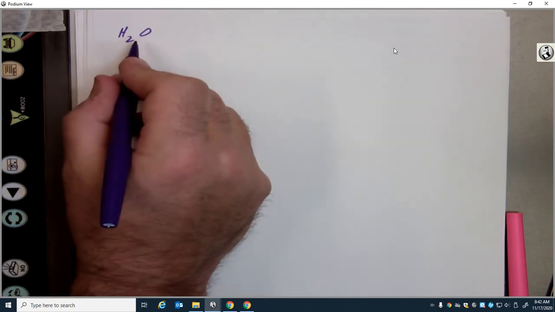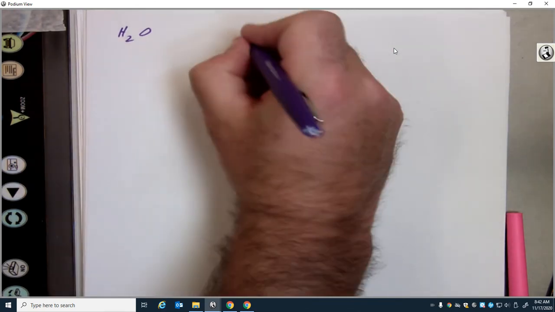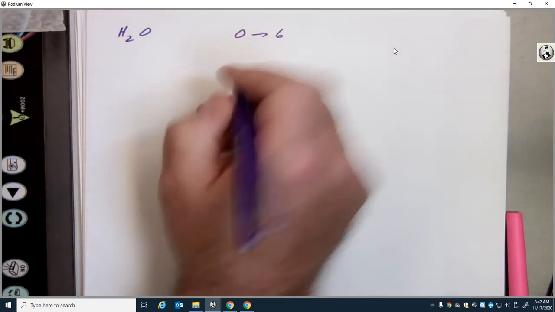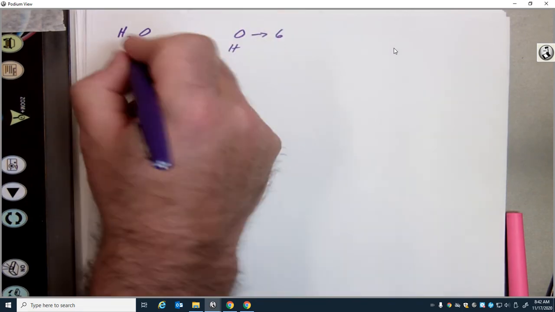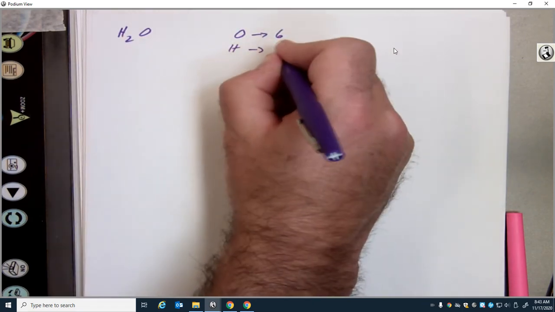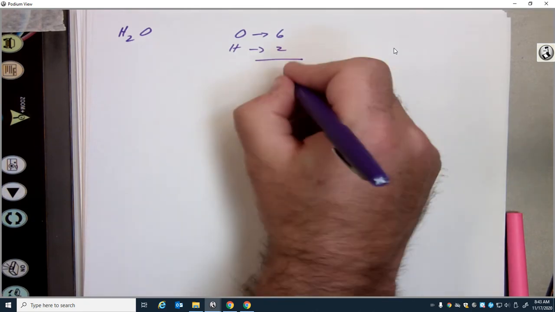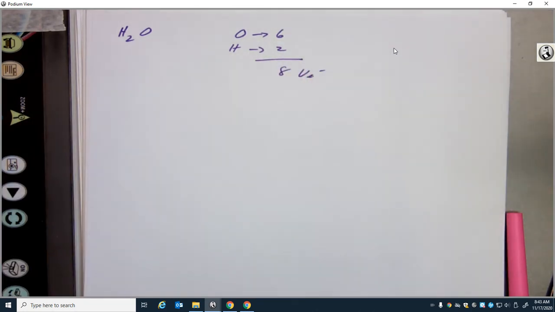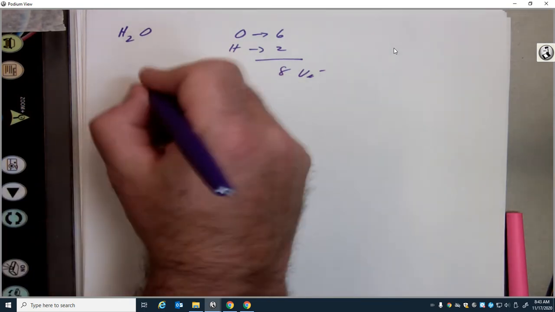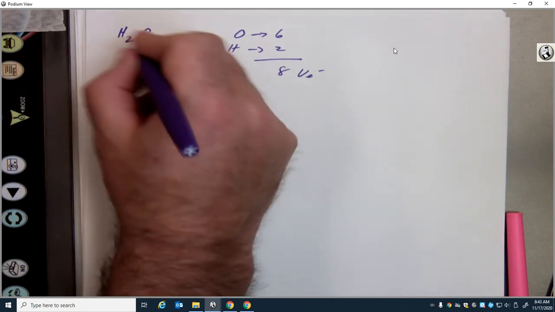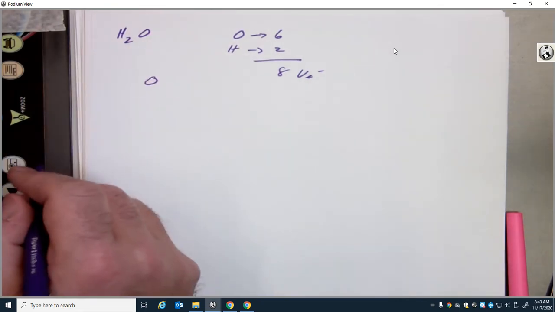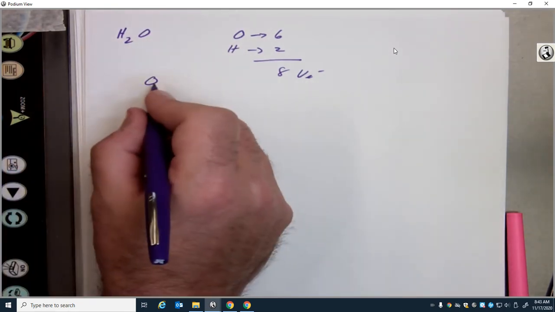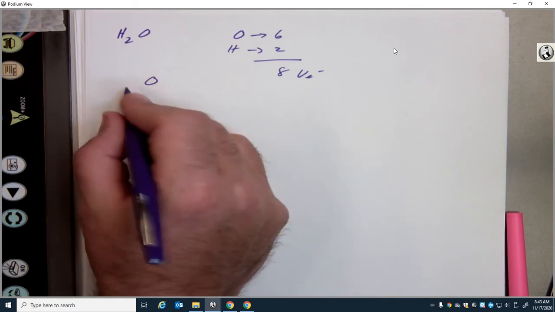Let's try H2O. First thing we're going to do is count up our valence electrons. Oxygen has 6. Each hydrogen has 1, so the hydrogens have 2. That means I have 8 valence electrons to play with. Again, I'm going to make a skeleton. What's going to go in the middle? Well, oxygen's going to go in the middle, just by common sense, and our hydrogens are going to go on the outside.